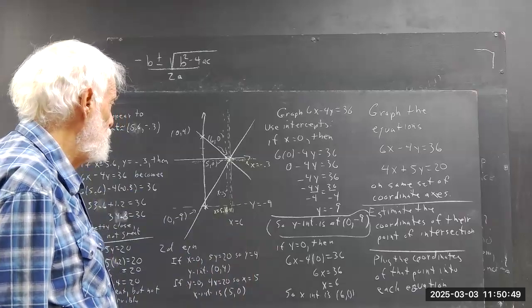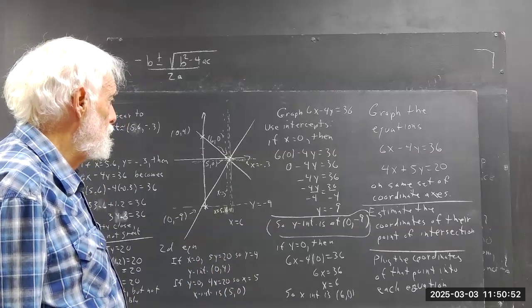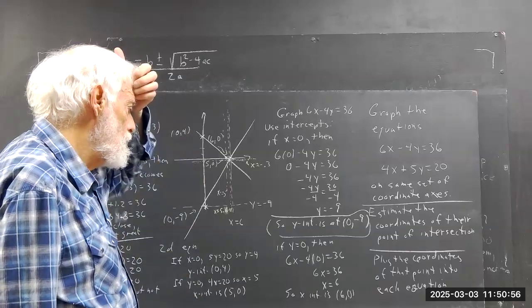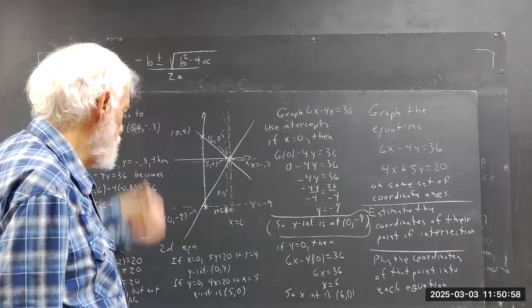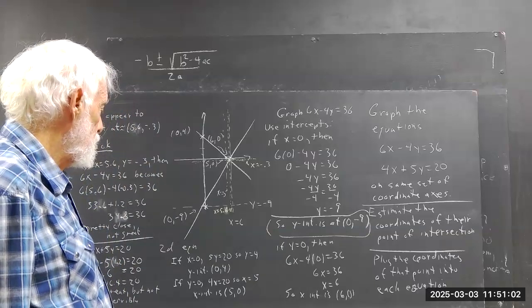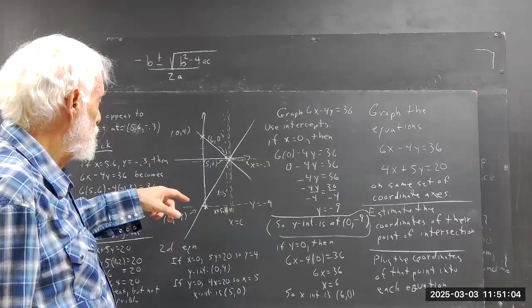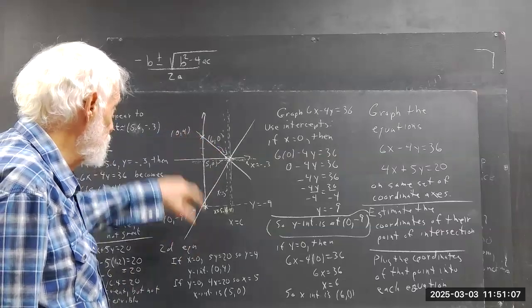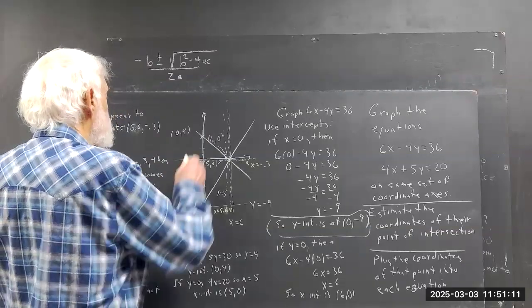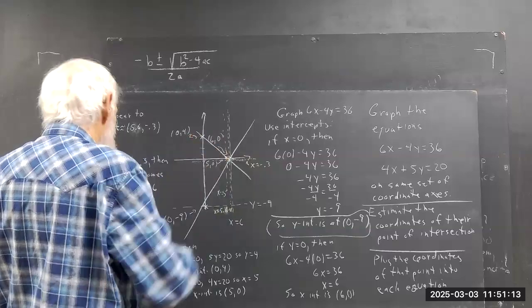And you can see why I didn't get a completely accurate graph. At this point, never mind. Okay, this is 6, 0, this is 0. We know. Okay, now let's see how we get this. This is the graph we get.